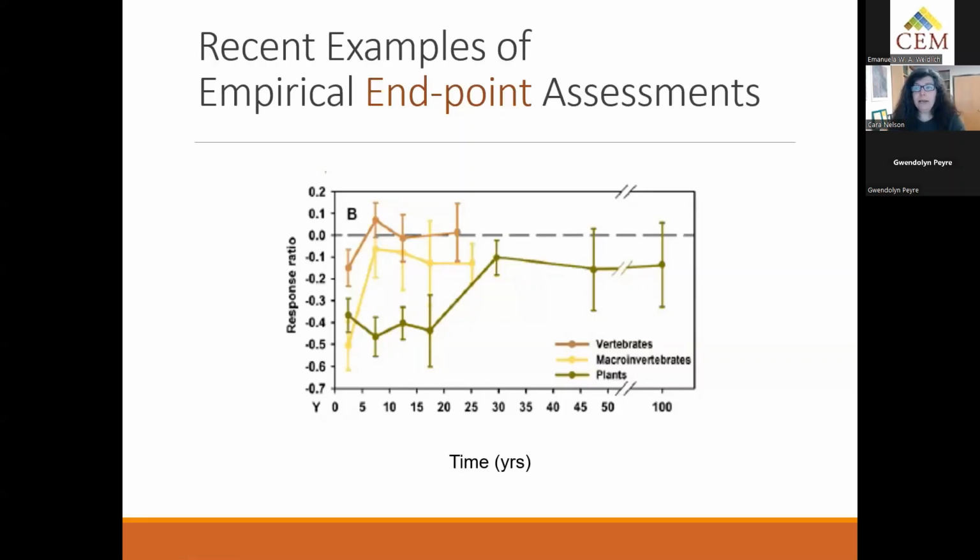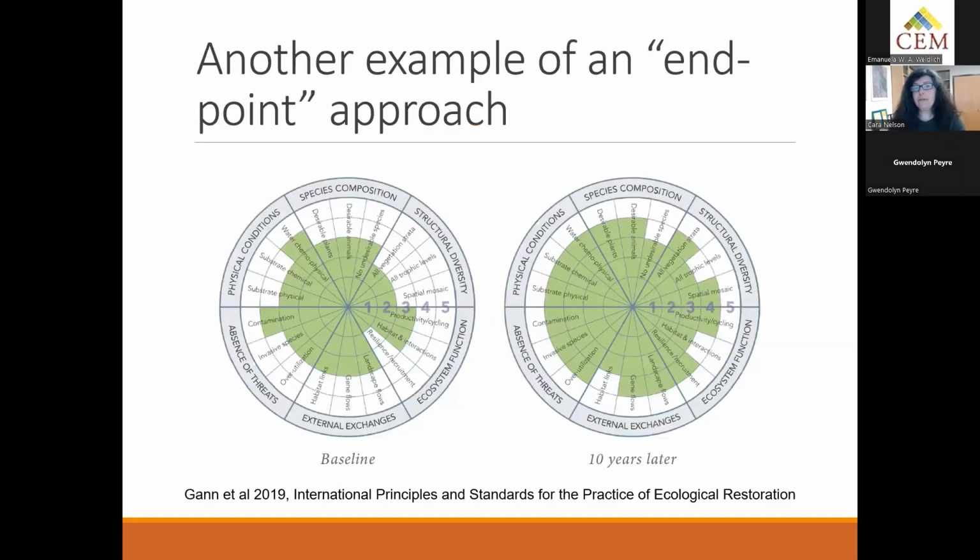Another example, hopefully many of you have seen this, is from the Society for Ecological Restoration's Principles and Standards for the Practice of Ecological Restoration. In the standards, there is a great explanation of this, what's called the recovery wheel. And it lists 6 different categories of attributes that could be used to assess the efficacy of a restoration project or a success of a restoration project.